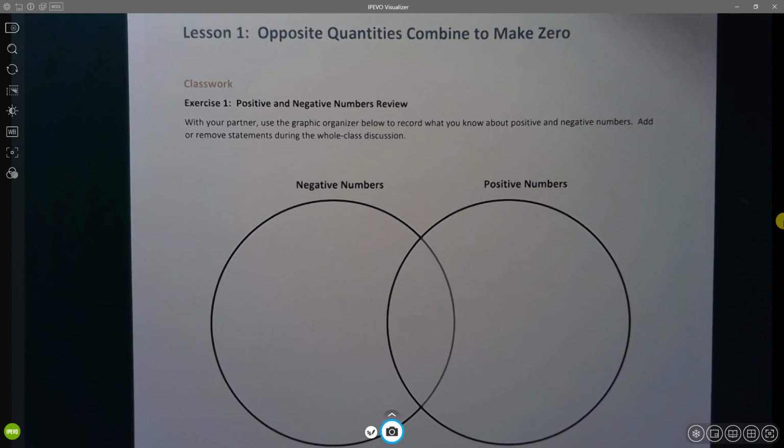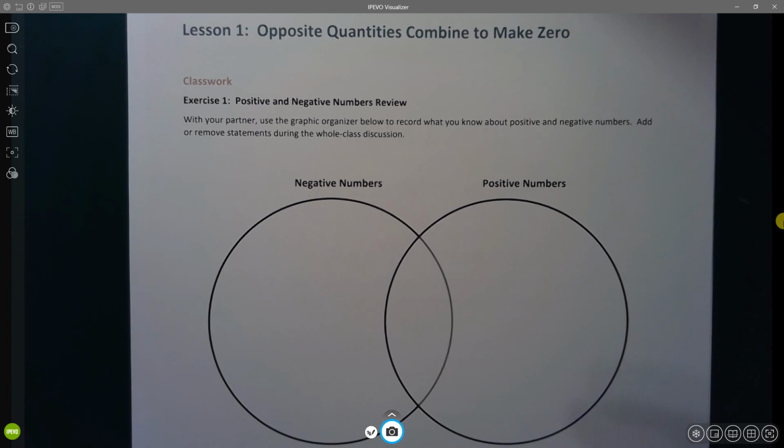Exercise 1, positive and negative numbers review. With your partner, which you don't have, so it's just solo, use the graphic organizer below to record what you know about positive and negative numbers. Add or remove statements during the whole class discussion. Write down all your statements on what you know about positive and negative numbers and share with me. As we go through, anything you're missing, you're going to add. Anything you already have, put a check next to it.